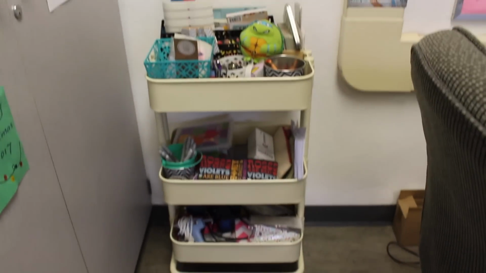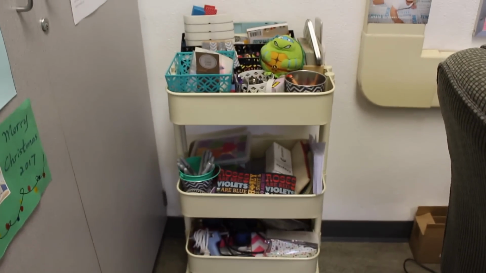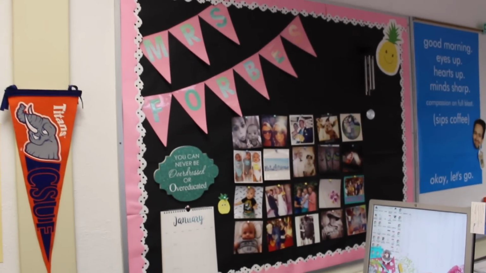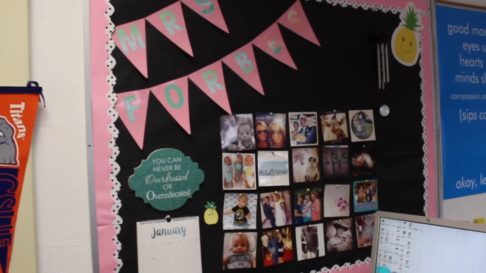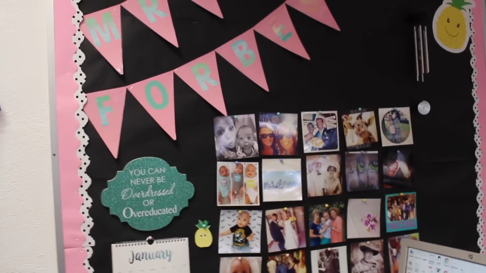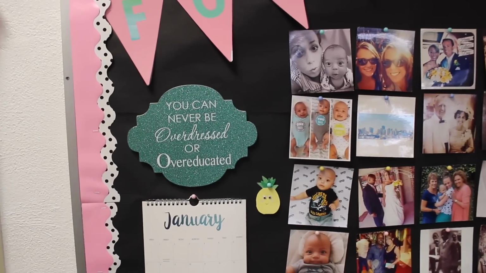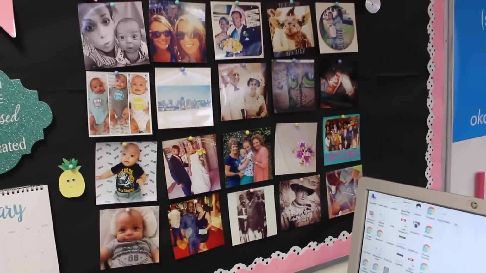This is one of those little carts from IKEA that everybody has, and I just have a bunch of my junk on it. And I have my own little bulletin board over here that says Mrs. Forbes, and I have kind of a little Instagram feed of people who are important to me. Oh, this is my motto. You can never be overdressed or overeducated. These are just some pictures that make me happy.